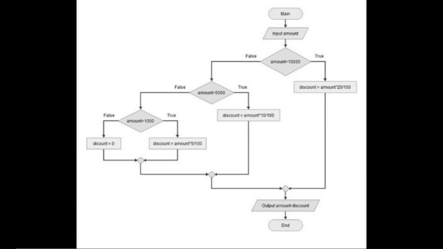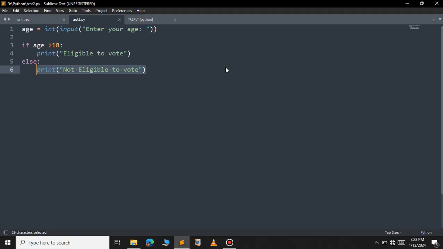If the amount is greater than 1000, we will provide them with a 5% discount. Else we will set the discount to 0 and finally display the original amount. This is how the flowchart for the example will look like. Now let us see the Python code to explain this.